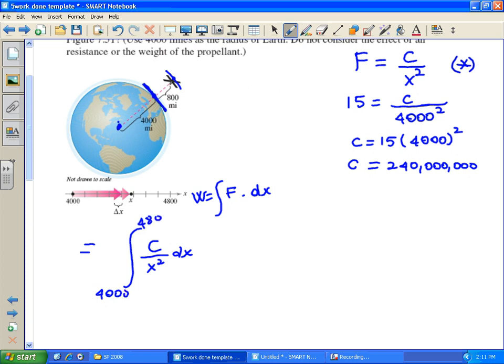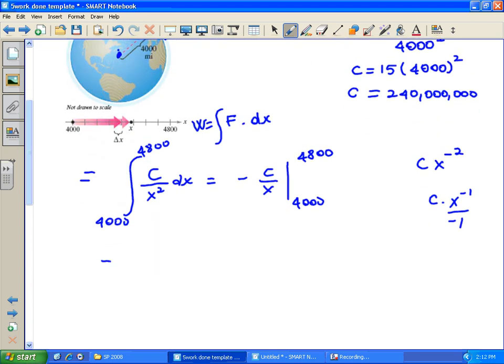4,000 to 4,800. Now, how do we integrate this? A constant over x squared. What is the integral of that? Think of C times x to the negative 2. You add 1 to the power, you divide by the new power, right? You're going to end up with C times x to the negative 1 over negative 1. In other words, you're going to end up with negative C over x, going from 4,000 to 4,800.